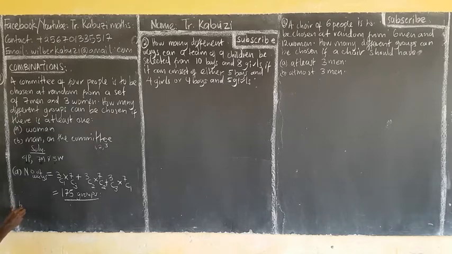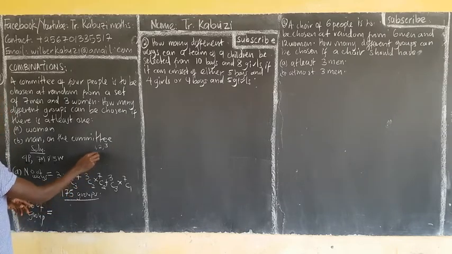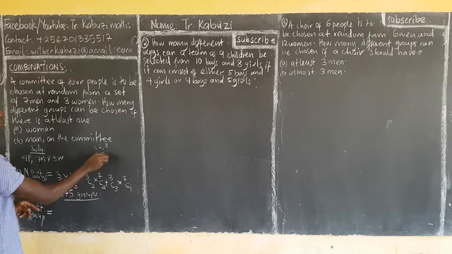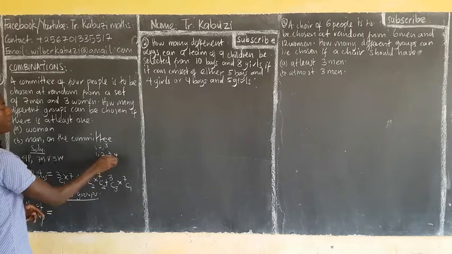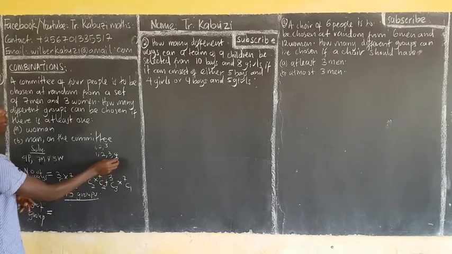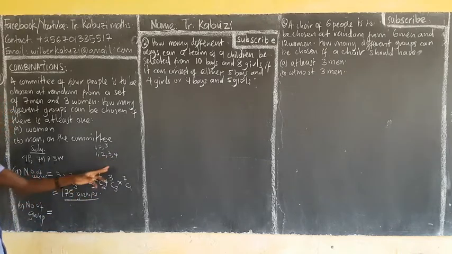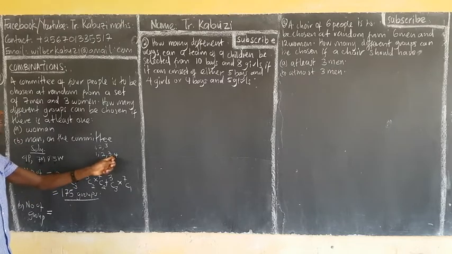Then part B, they are telling us at least 1 man. So here I will need at least 1 man. Meaning I can pick 1, I can pick 2, I can pick 3, I can pick 4. The men are 7, but I can't go beyond 4. Why? Because the committee has 4 people. That's why I'm stopping at 4, even though the number of men is 7, because the committee needs exactly 4 people.